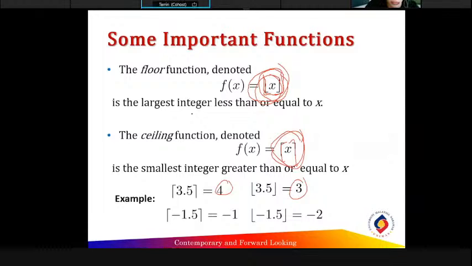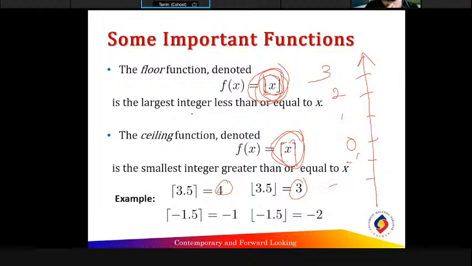And why is that so? You can just represent your floor and ceiling function using a scale. So you have 0, you have 1, 2, 3. Anything above 0 are all positive integers. Below that are your negative integers.